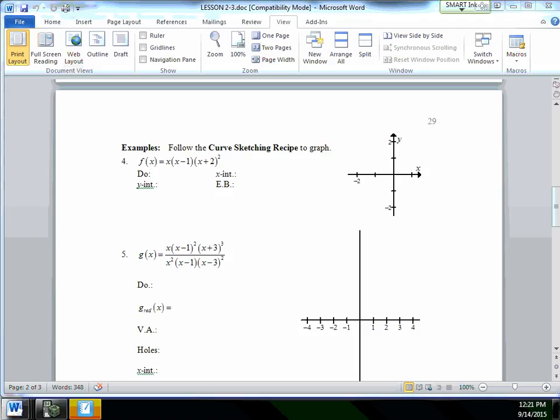Okay, so we're going to pick up with their example number 1. We are going to, once again, find the x-intercepts, y-intercept, and I know there's no HAs and VAs because it's a polynomial. There's no x's in the denominator. So these are all the things that we need to look at.